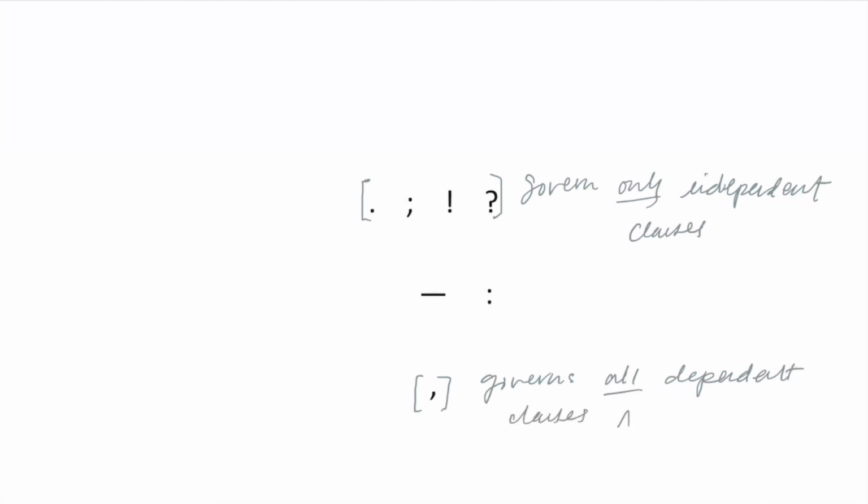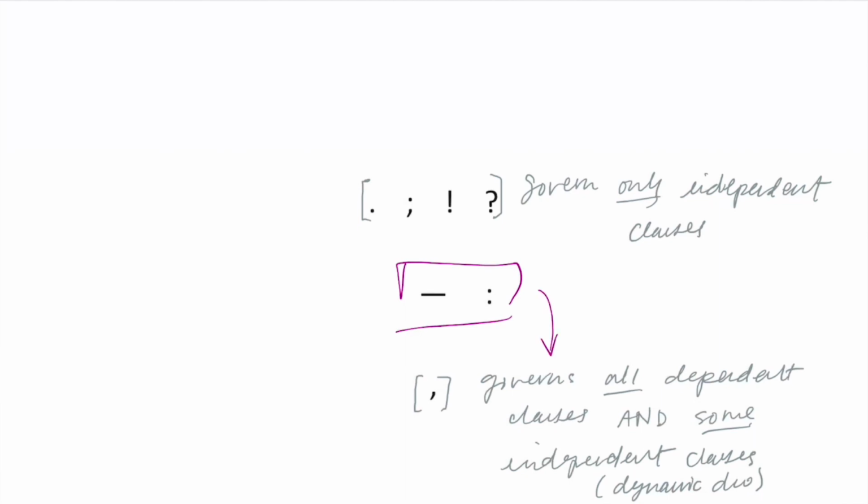The first set governs, of course, only independent clauses' relations with other independent clauses. The final set, so commas, govern the relationship between independent and dependent clauses, or if we're going to be a little bit more broad, any kind of clause that's not a full independent clause. It also, as is the case with our dynamic duo, governs some independent clauses' relations with other similar independent clauses.